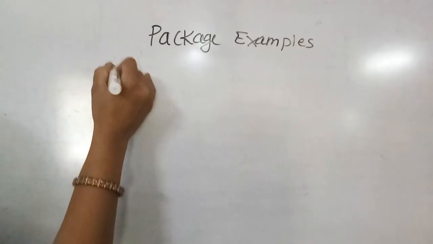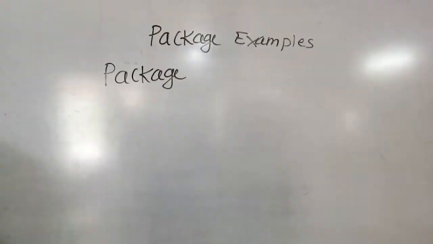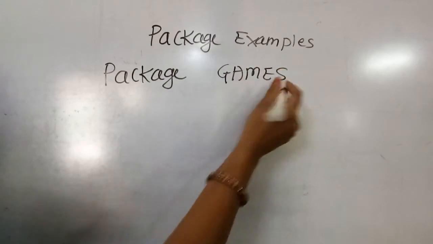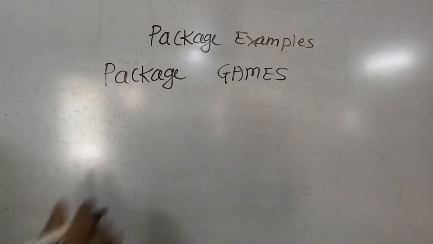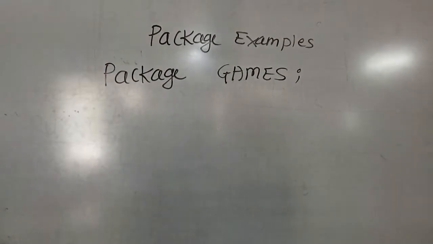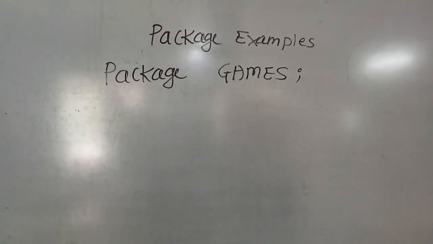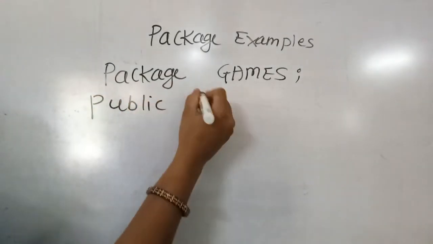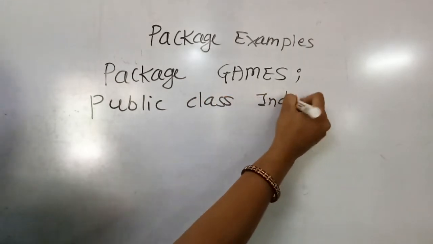What is our package name? Games. So right here, package is a keyword. Now you have to list your package name also. It is games, it is the package name. Then you have to specify the semicolon after completing it, because it is a user-defined package creation. It is not a standard ready-made package provided by your Java system. Now what is next? You have to create two classes, indoor and outdoor. So first of all we will create the class indoor, that is public class indoor.